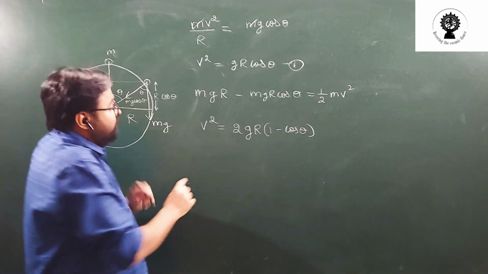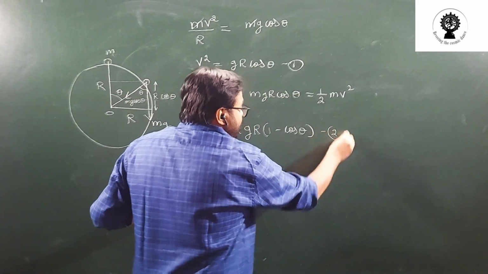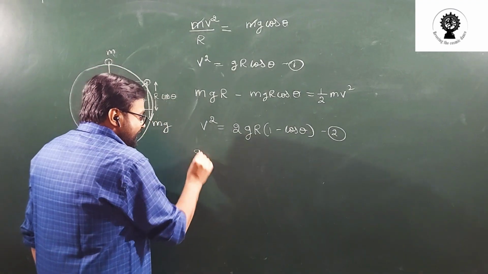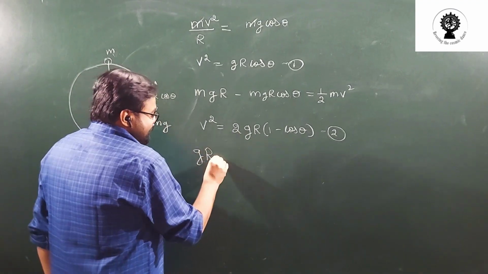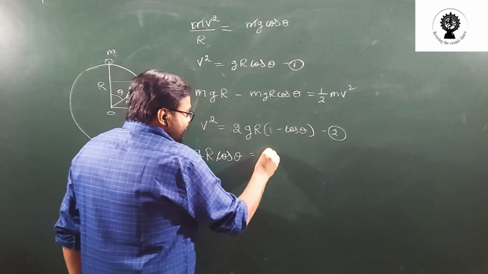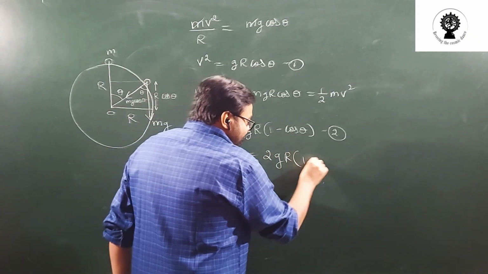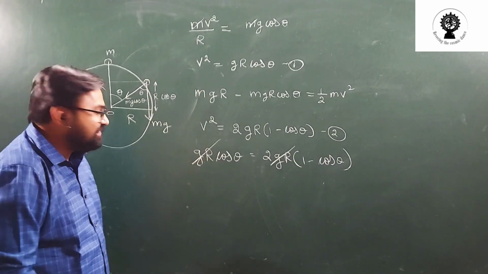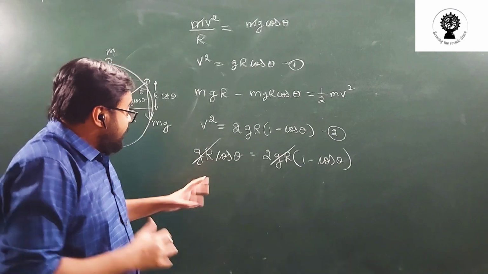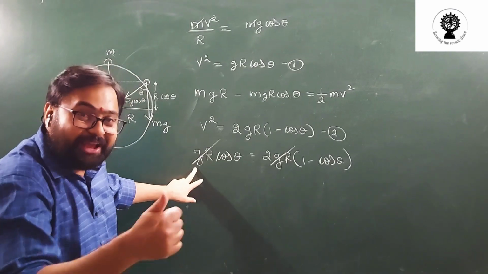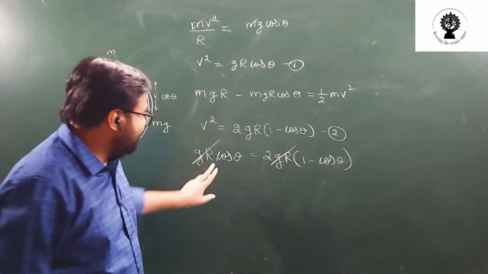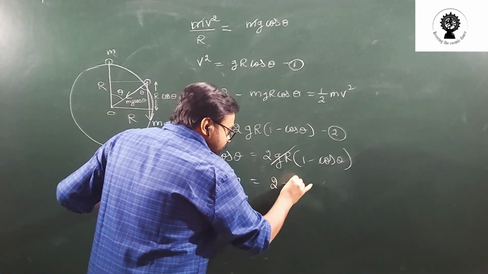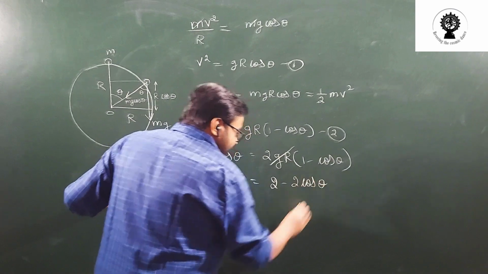Well, you have equation 1 and you have equation 2. In both the equations, the LHS is the same. You can equate the RHS, dear friends. We are now up for a surprise. gr cos theta equal to 2gr into 1 minus cos theta. Now you see, gr and gr get cancelled. That's so beautiful, because it turns out that it neither depends on acceleration due to gravity, nor does it depend on the radius. Dear friends, cos theta now becomes equal to 2 minus 2 cos theta.